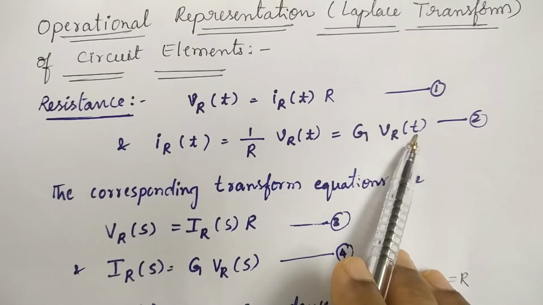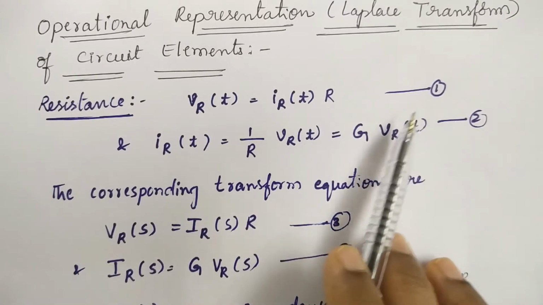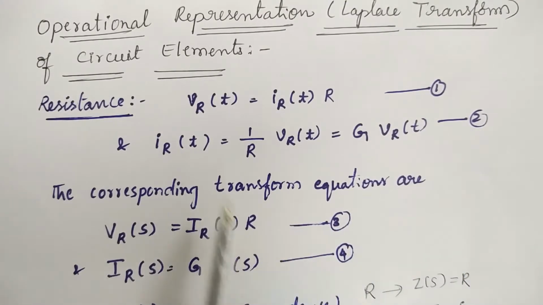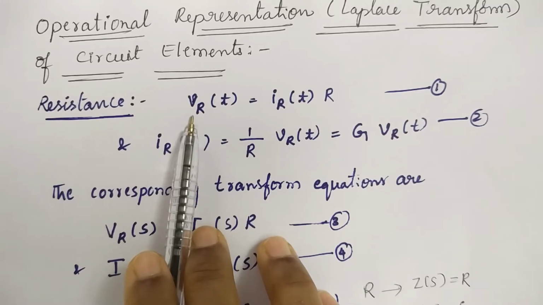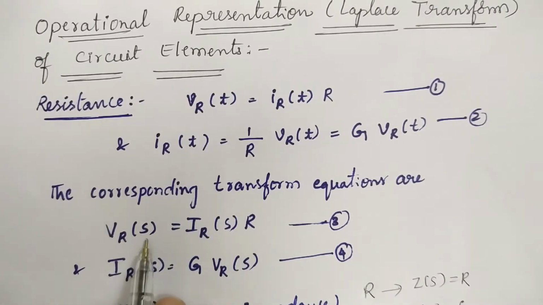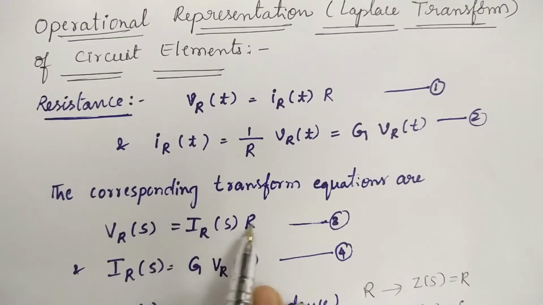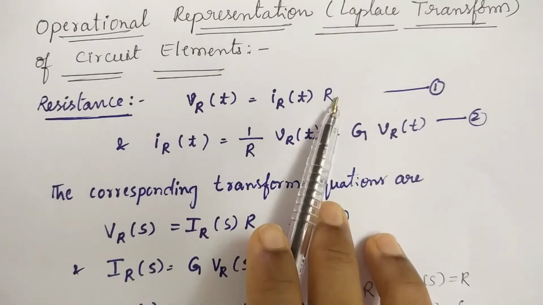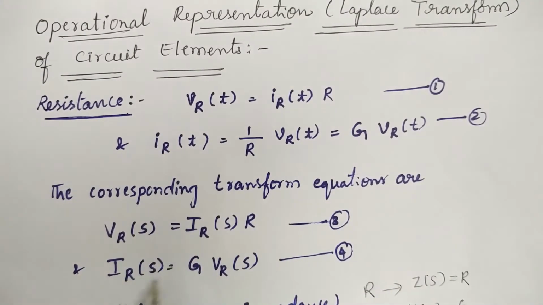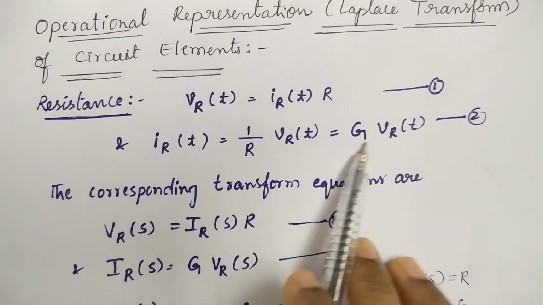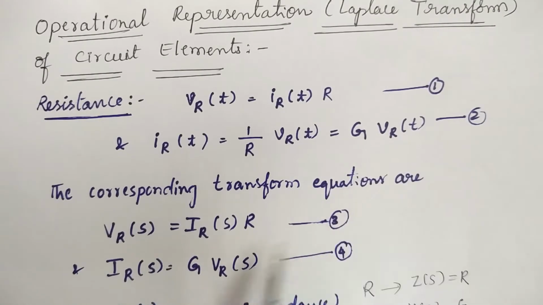Now we are transforming these two equations into the S domain. If we consider small letters in the time domain, we need to take capital letters in the S domain in order to discriminate. So this is VR of S equals IR of S into R. This is the transformed equation of equation 1. Similarly, the transformed equation of 2 will be IR of S equals G into VR of S.